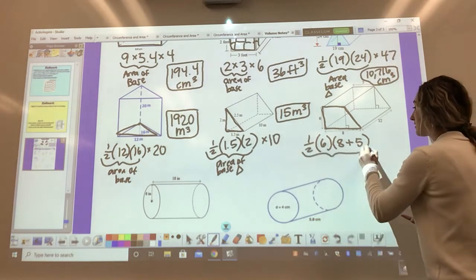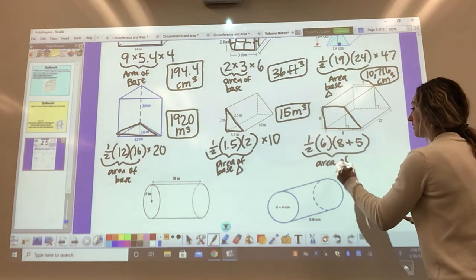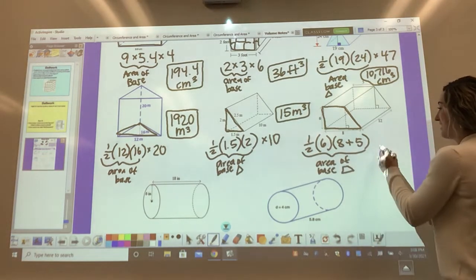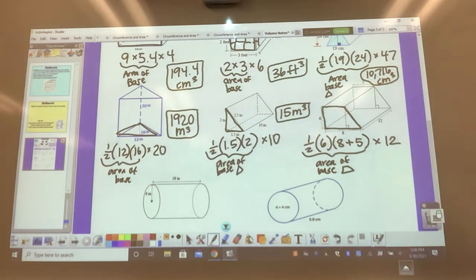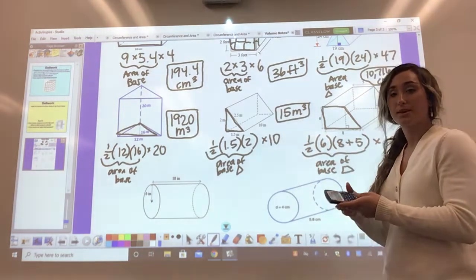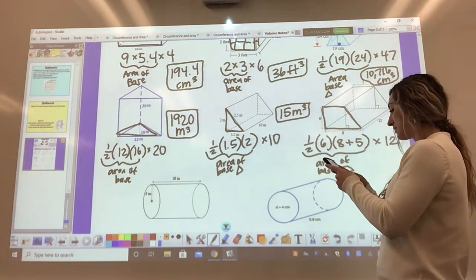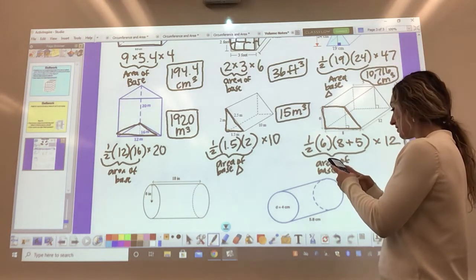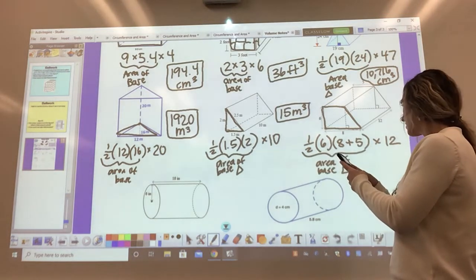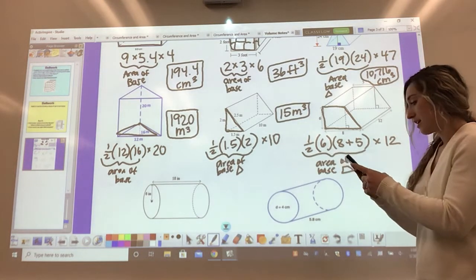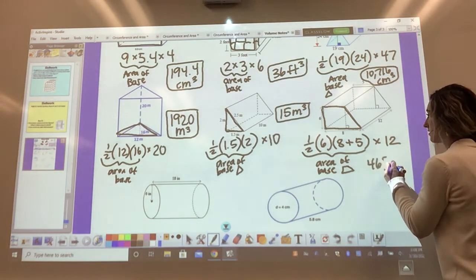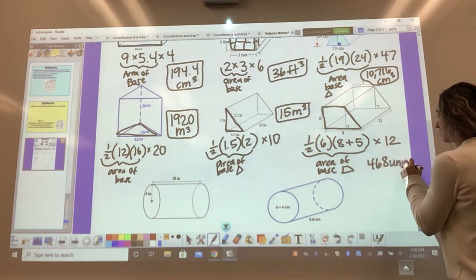So that's the area of the base shape, which is a trapezoid, and then times the height. So you can do this all in one step on your calculator. Just put the addition in parentheses. So 1/2 times 6 times parenthesis 8 plus 5, or you can just do that addition in your head, which is 13, times 12, and you get 468 cubic units.